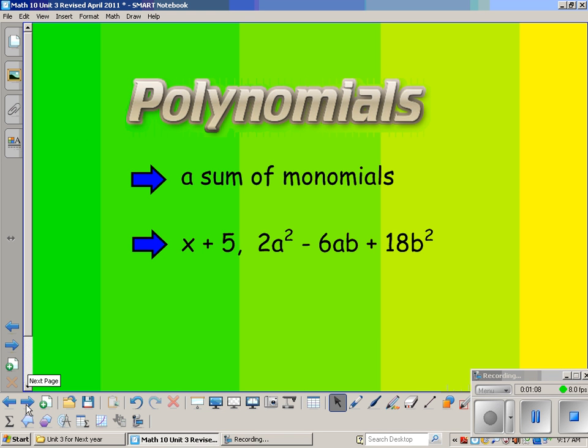So just a quick review of what a polynomial is. It's a sum of monomials. And two examples are x plus 5 is a polynomial. 2a squared minus 6ab plus 18b squared is a polynomial. They are sums of monomials.